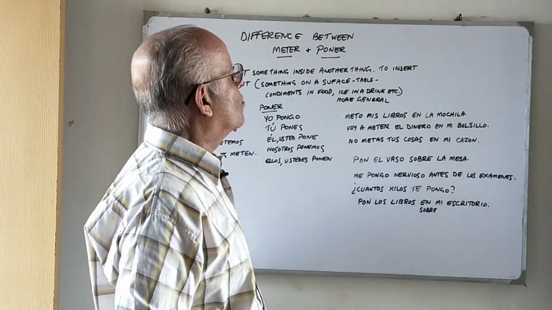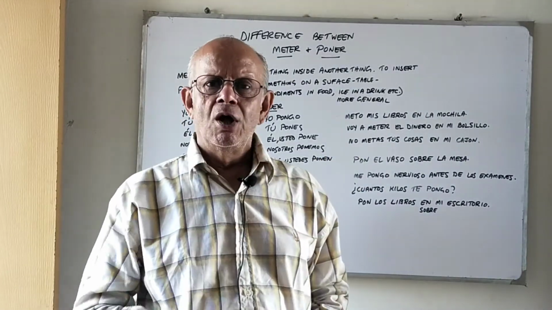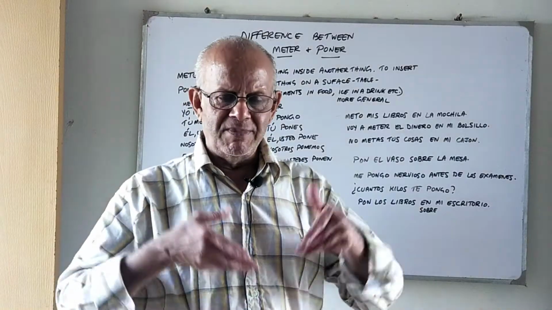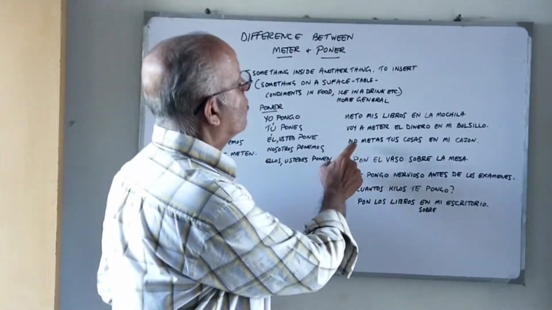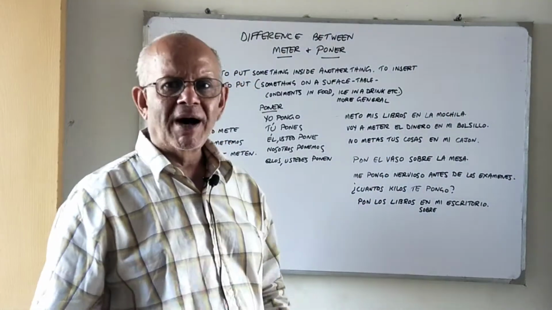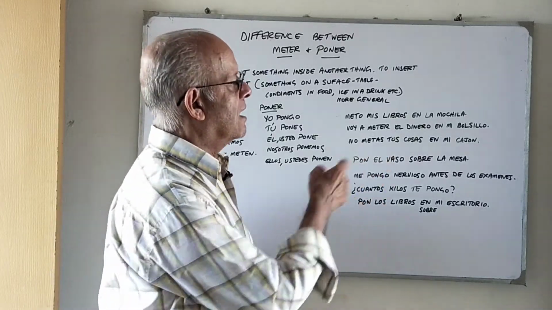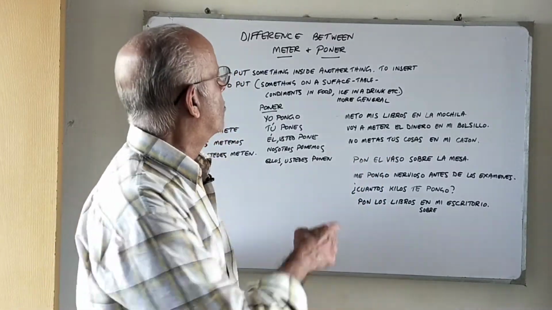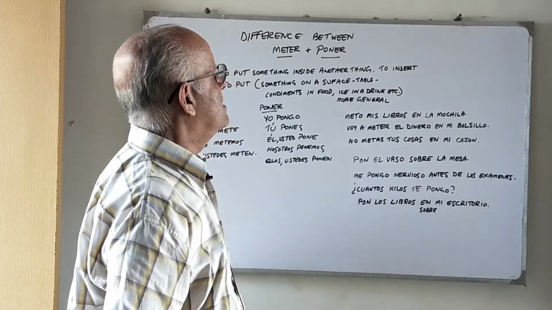No metas tus cosas en mi cajón. Don't put your things in my drawer. Cajón is a drawer. So, no metas tus cosas en mi cajón.